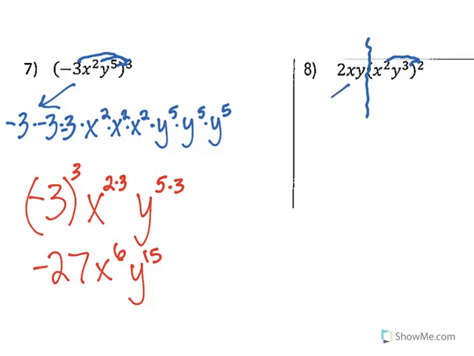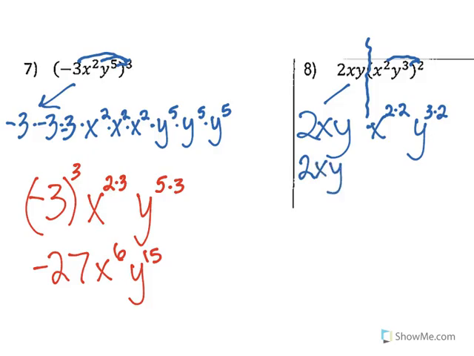Okay. So leave 2xy there. Just leave it. Now let's worry about the parentheses. X squared, squared. What's x squared squared? X to the 2 times 2. What's y to the third, squared? Y to the 3 times 2. Okay, so now let's write it with my 2xy, x to the 4th, y to the 6th, right?